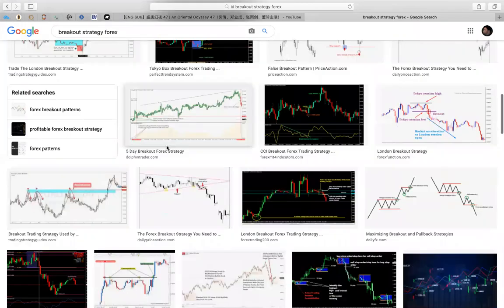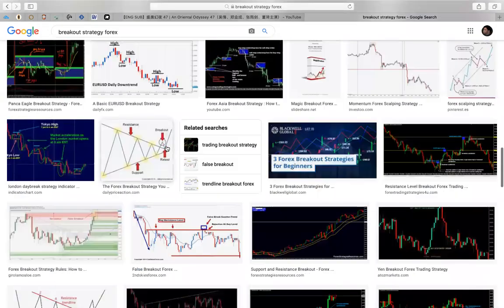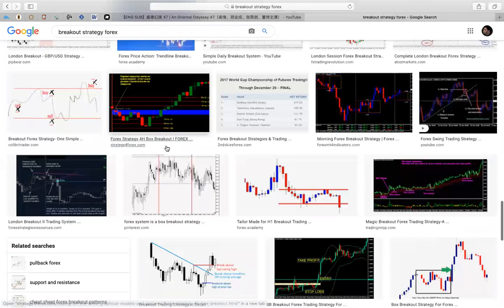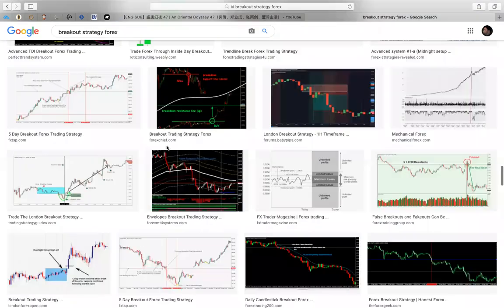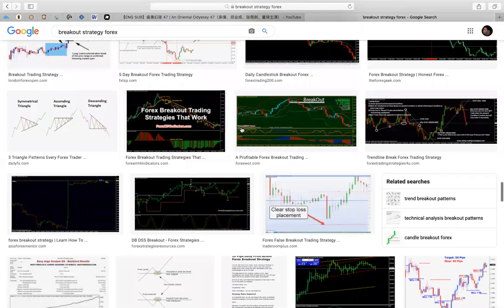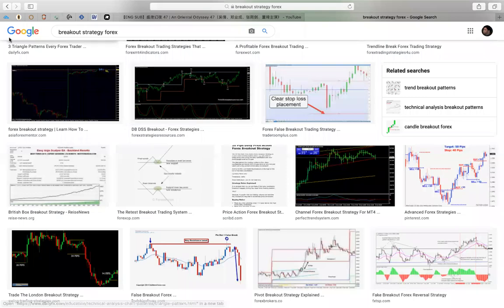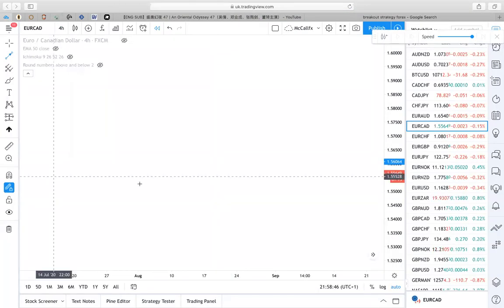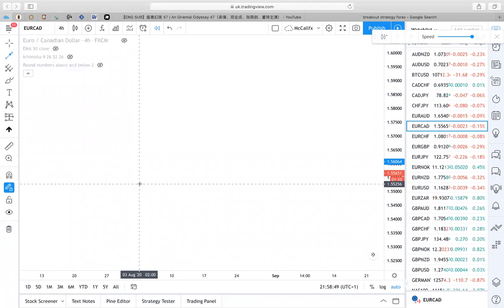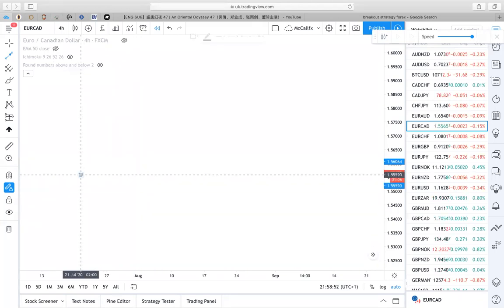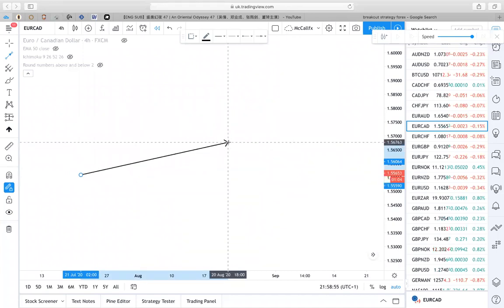So let me see if I can find. Okay, I'm not really finding any interesting ones. So what is a breakout? A breakout is basically you having a zone and price is breaking out of that zone, right? Your zone can be anything.